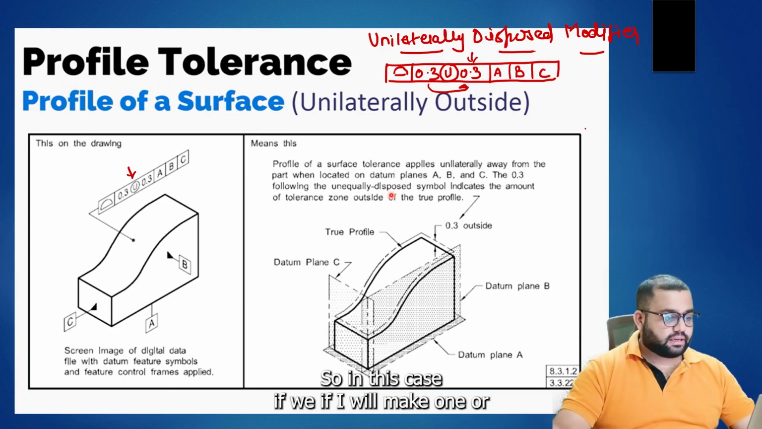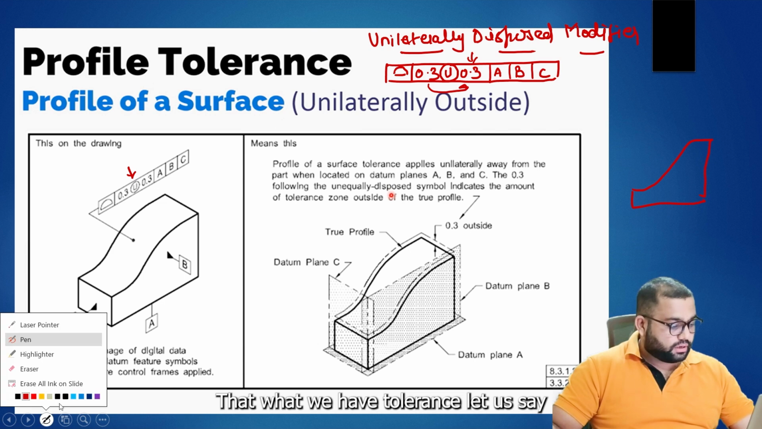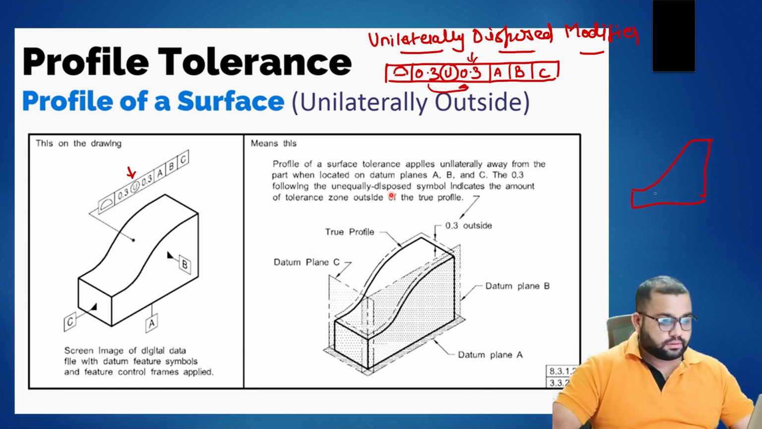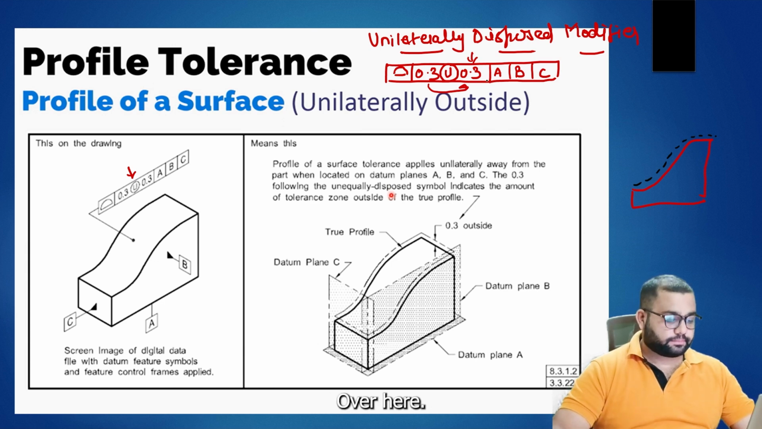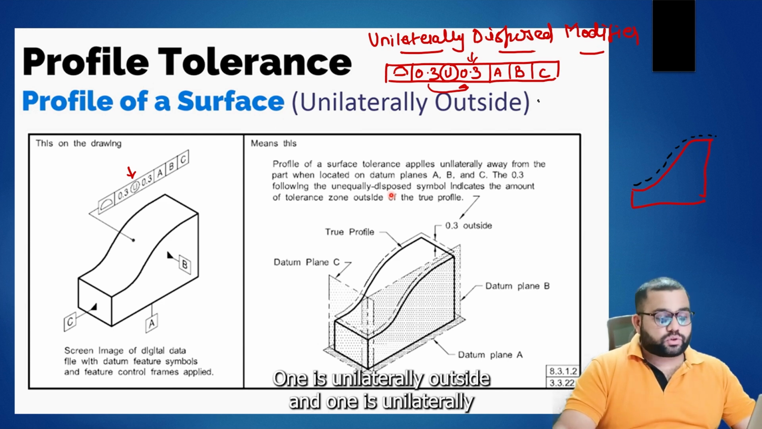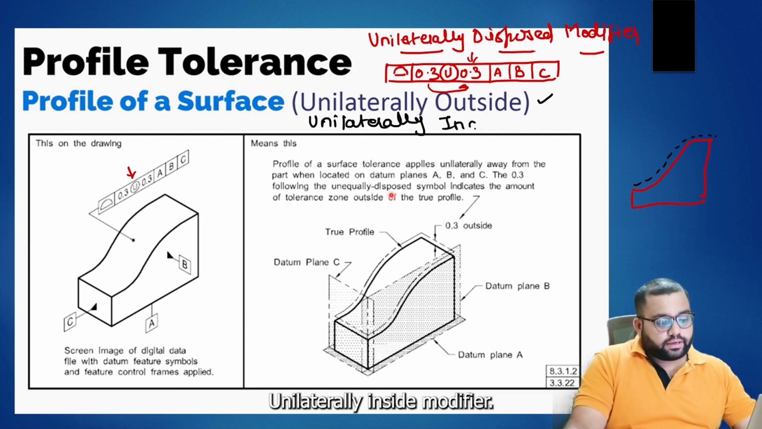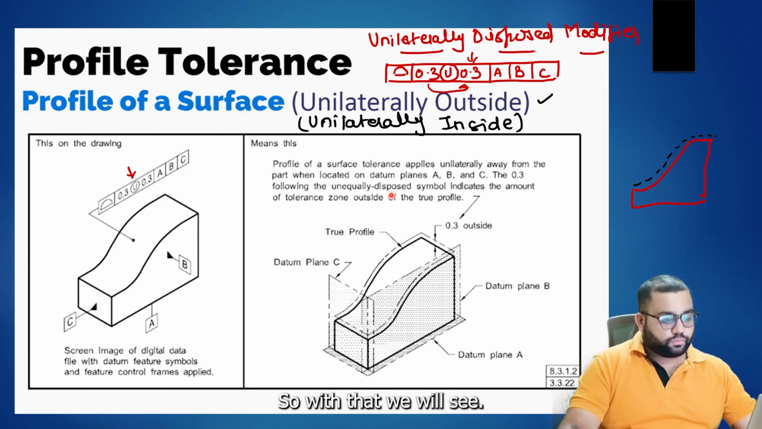So in this case, if I make one diagram over here. Okay, so what does this mean? Let's say the tolerance which we have is outside the part. Okay, if it is written 0.3 mm over here. Now we have two types of unilaterally disposed modifier. One is unilaterally outside and one is unilaterally inside. Okay, unilaterally inside modifier. So in depth we will see.